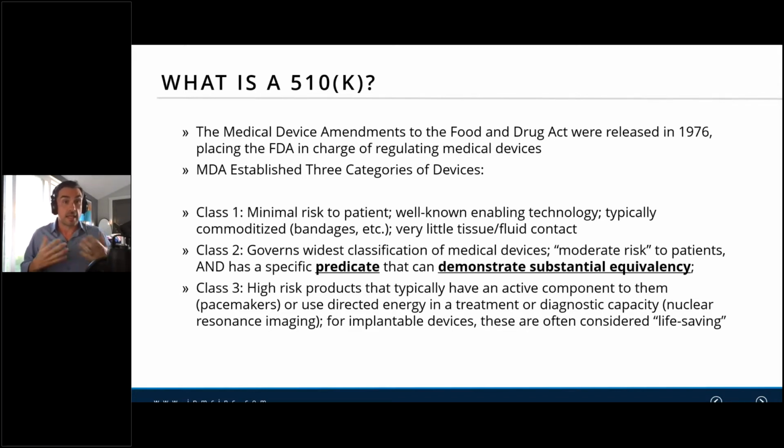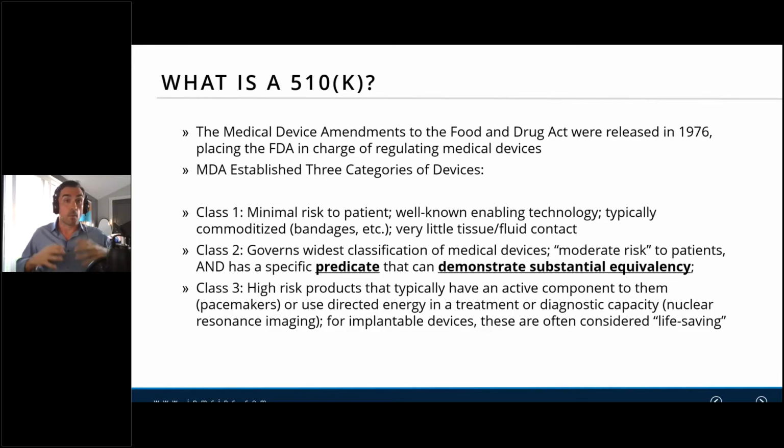The first, Class 1, minimal risk to patient, well-known enabling technology, typically are commoditized. That's a generalized statement, but when you think about it, your Cardinal Healths of the world, your Owens and Minors of the world, they're making millions or tens of millions of these items per week. That is a commodity class product. It's well known, lots of capital equipment, relatively low risk to the user.